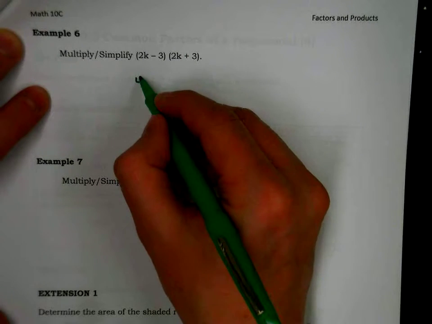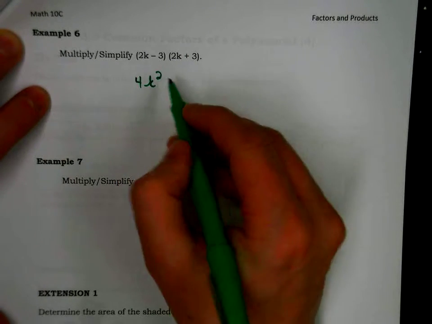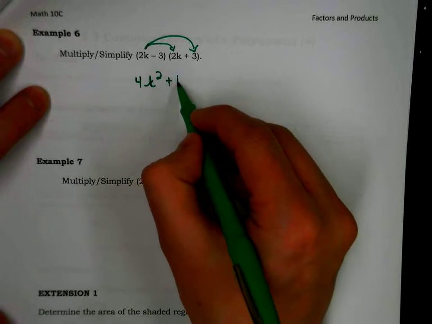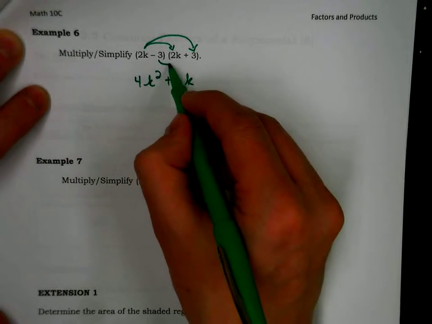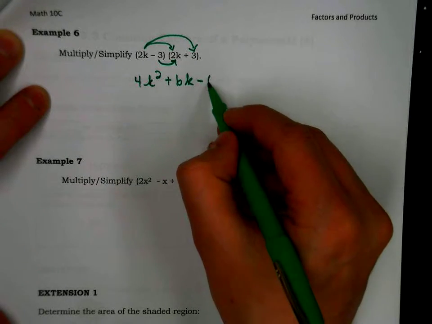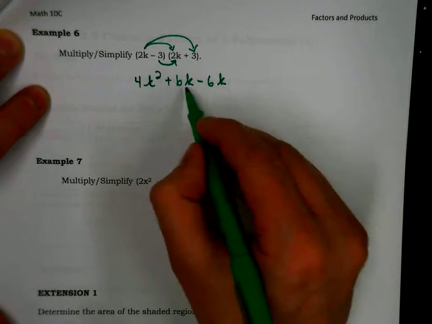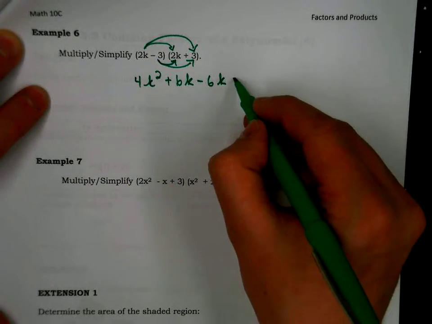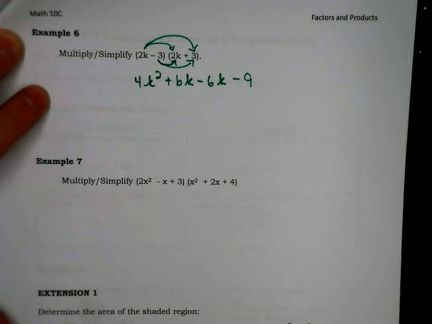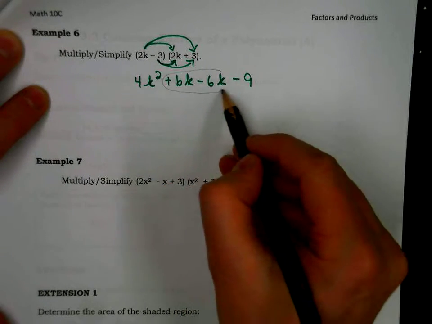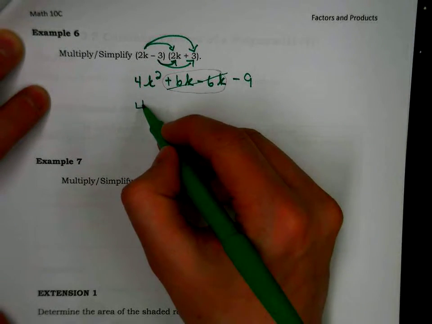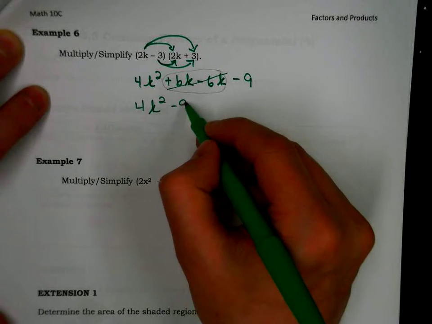2k times 2k makes a 4k squared. 2k times 3 makes a 6k. A negative 3 times a 2k makes a negative 6k. Interesting with those k to the ones. And the last arrow is a 3 and a negative 3 makes a negative 9. Well, conveniently, the middle terms are kind of opposites of each other. One's positive 6, one's negative 6, and they cancel each other out. A final answer is a 4k squared, subtract a 9.